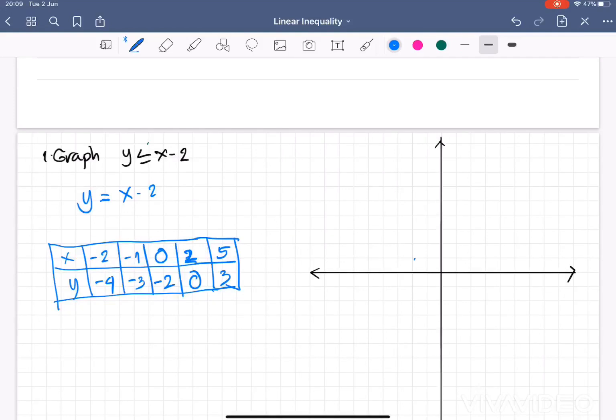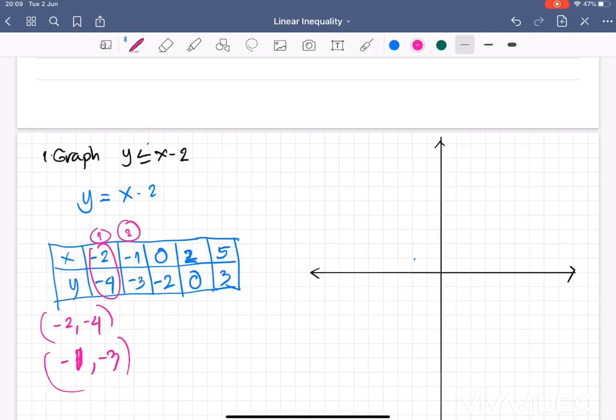So this is now our table showing the values of our x and y, in which we actually formed ordered pairs. The first ordered pair we have is negative 2, negative 4. That's the first ordered pair. And then we have the second ordered pair, negative 1 and negative 3, and so on. So let's plot those ordered pairs in a Cartesian plane.